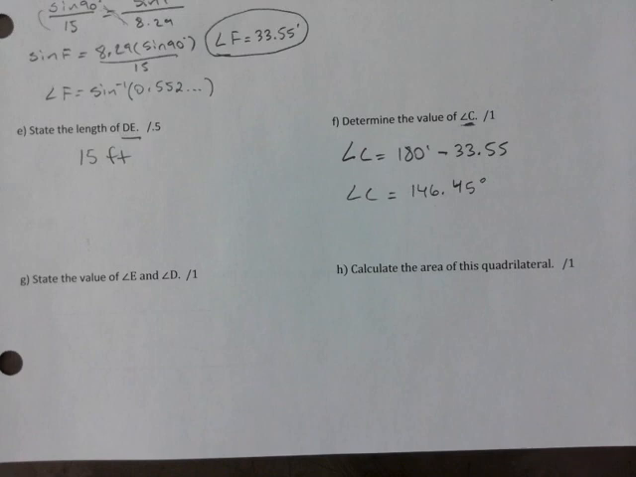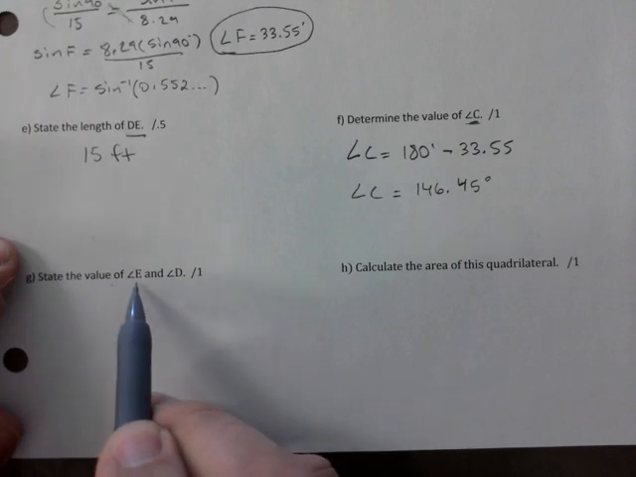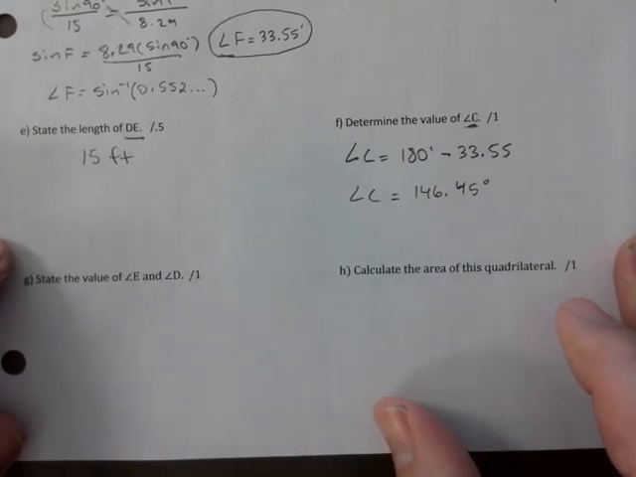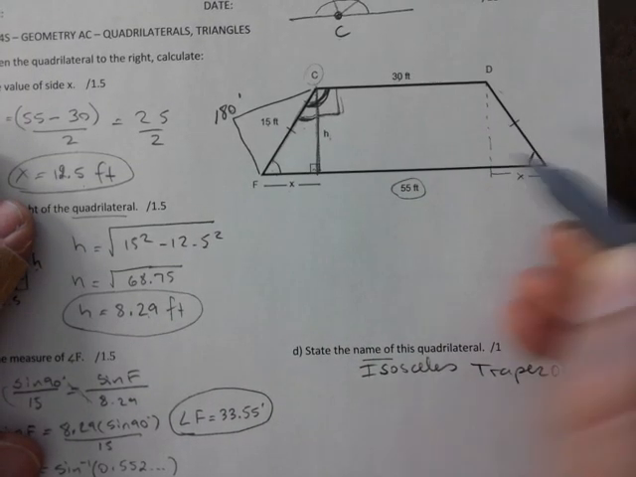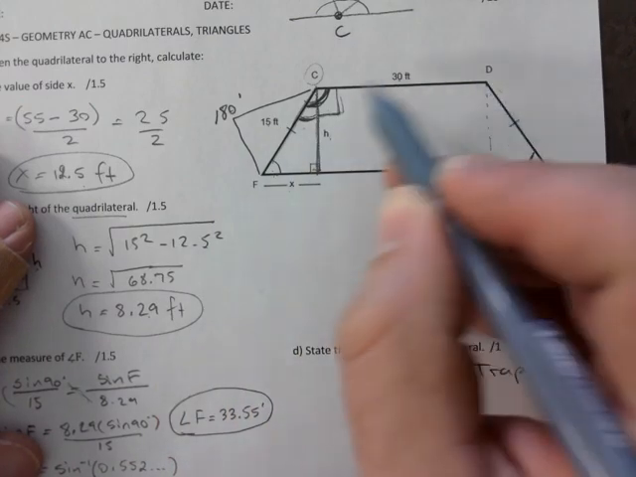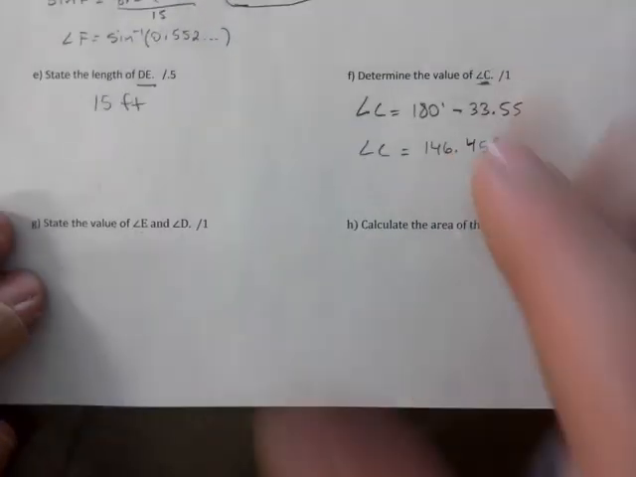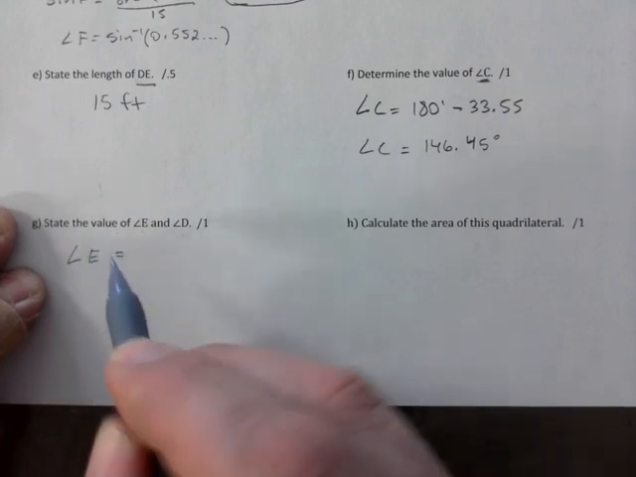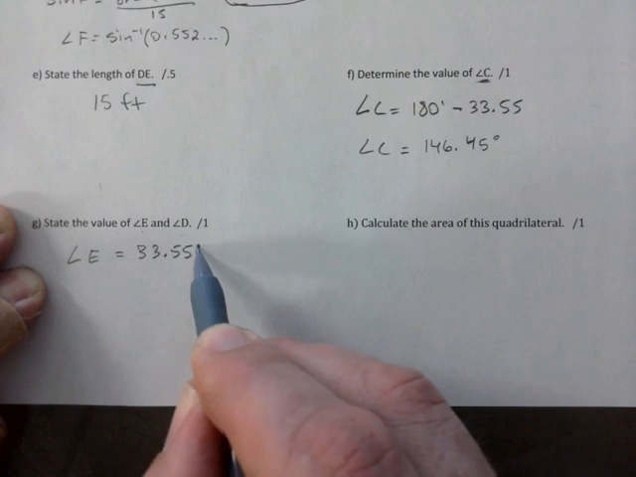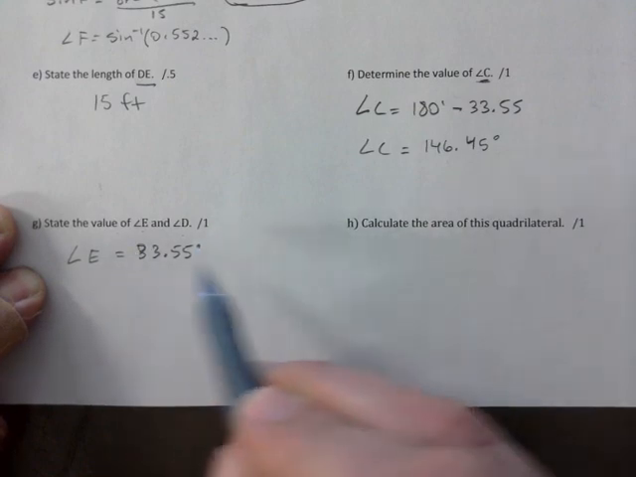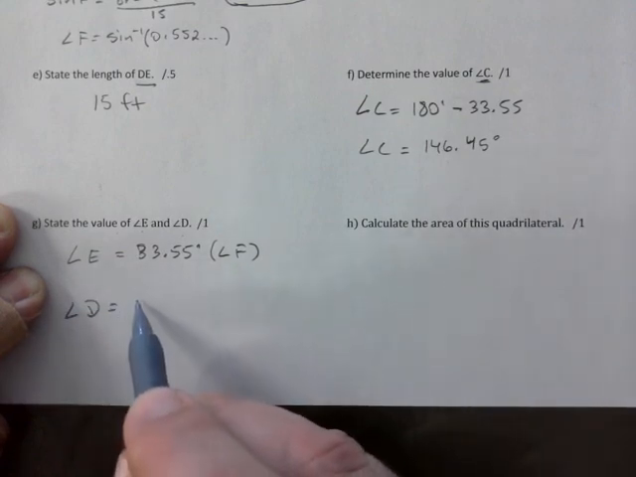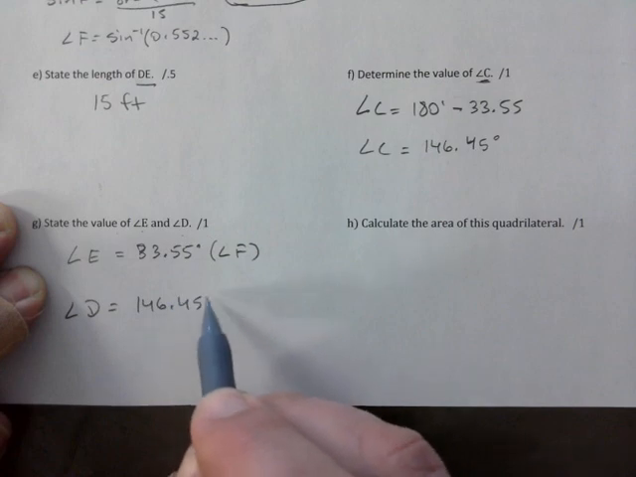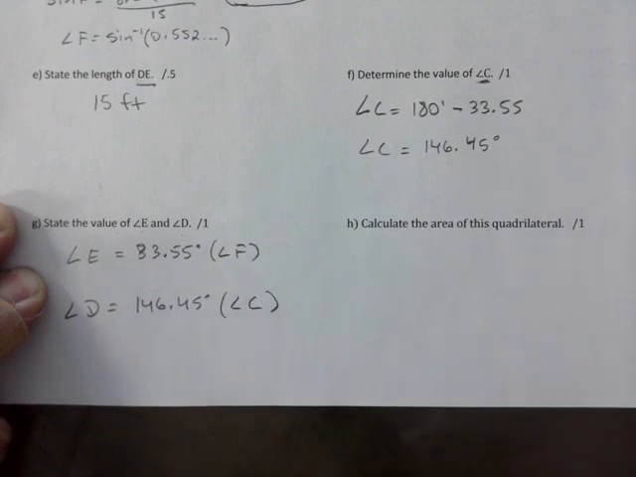When I make these things, I don't use 3 decimals like the original would. So state the value of angle E and D, and there it's really just stating it, guys. We know that E on this side is going to measure the same thing as F, and D is the same thing as C. So we go here and say that angle E is 33.55 for me, whatever you got for angle F. And angle D is the same as whatever you got for angle C.